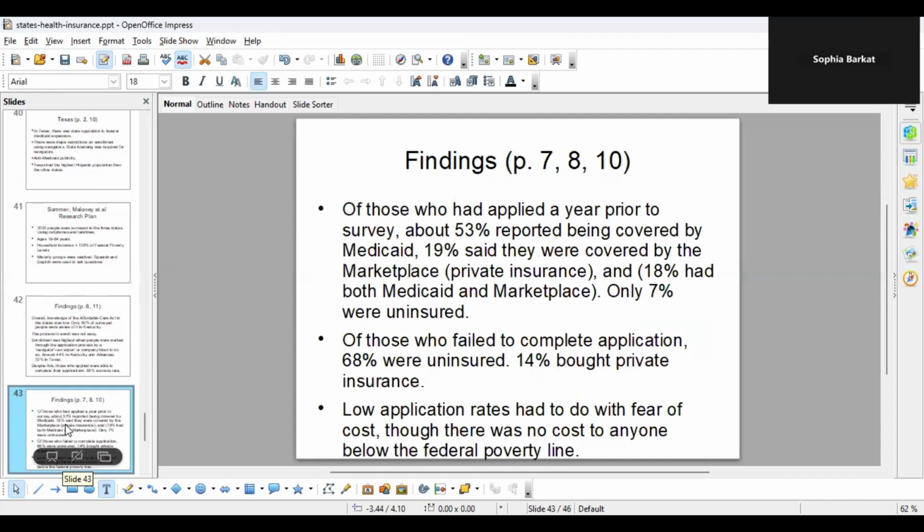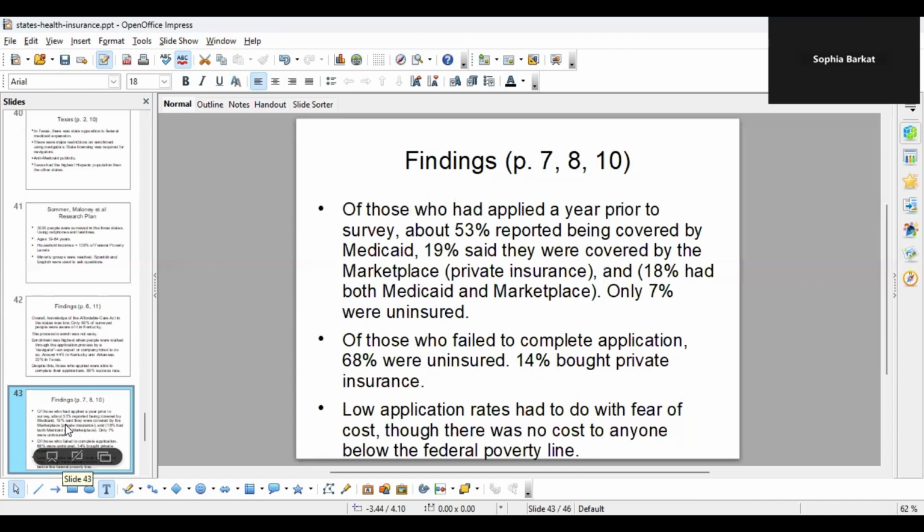Of those who had applied a year prior to the survey, about 53%, however, reported being covered by Medicaid. So within a year, they had received Medicaid. 19% said they were covered by Marketplace, so still private insurance, and 18% had both Medicaid and Marketplace. So Medicaid being the federal money. Only 7% were uninsured. So that's pretty good. Within a year, most of these people had found something.